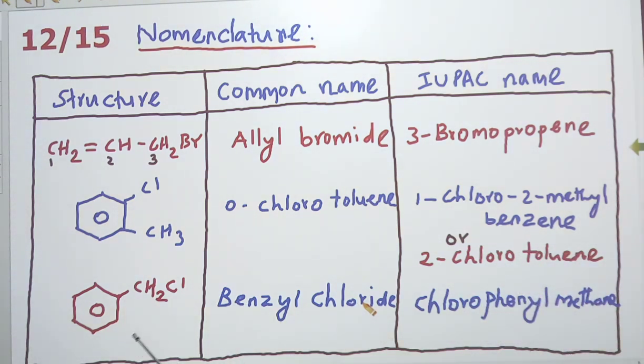When we go for another structure, C6H5CH2Cl. This is C6H6, but in place of hydrogen, we have CH2Cl. So we can call this C6H5CH2Cl. The common name will be benzyl chloride. The IUPAC name will be chlorophenylmethane.